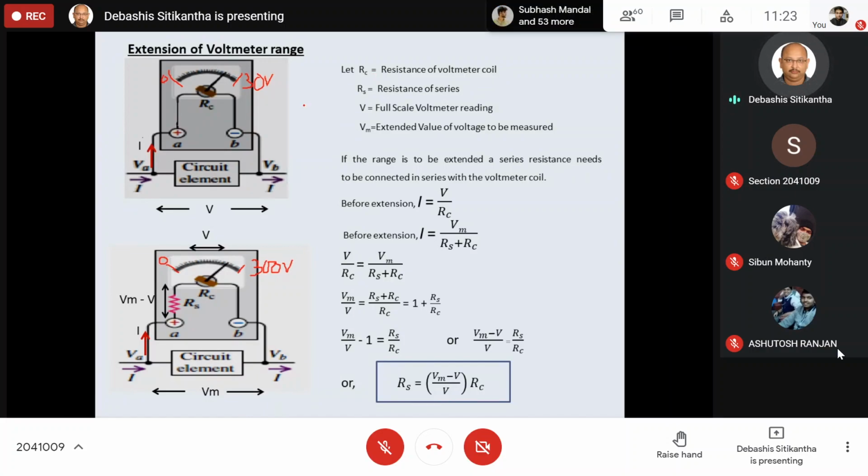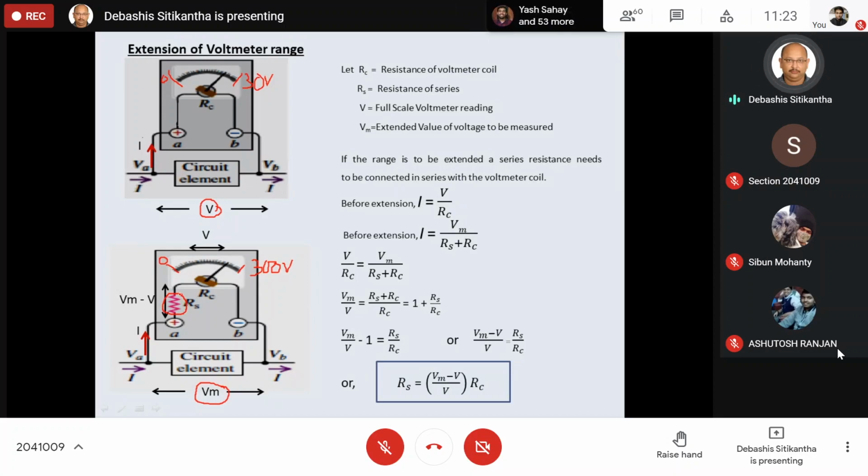Now just have a look. It is a little bit complicated. It seems like so many diagrams, so many arrows, but it is actually not complicated. Here I am having the original voltmeter. It was able to measure a voltage of V over here, as you can see. Now if I want to extend the range of this same voltmeter to measure a voltage of Vm, I have connected a resistance RS over here, you can see.